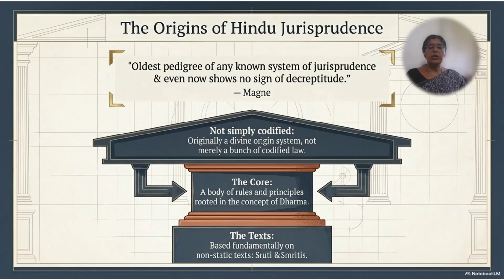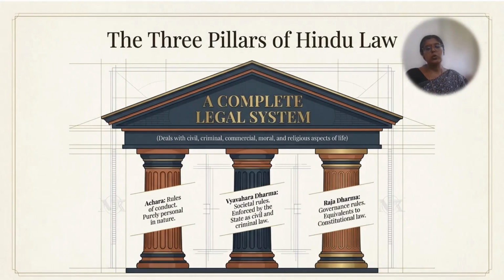In fact, it has often been observed that the oldest pedigree of any known system of jurisprudence that is alive even today and that is a living culture even today is the Hindu jurisprudence. Now, when we look at the Hindu law, it actually consists of three major pillars. The first one is the achara, the rules of conduct, the manner in which we are supposed to function in a society, which is very personal in nature. And then there is the vyavahara dharma, how we are going to interact with other people in the society. And finally, there is also the raja dharma, which is talking about the administrative aspect.